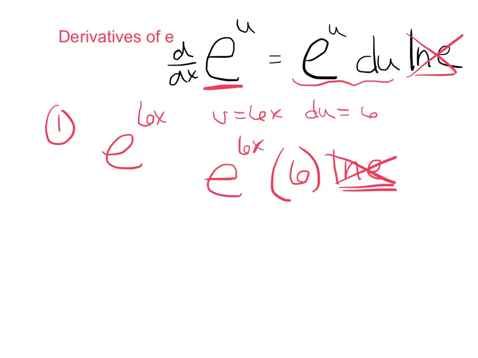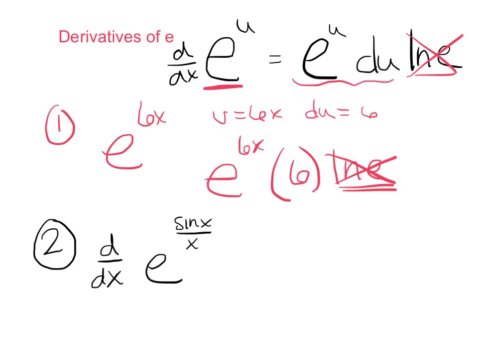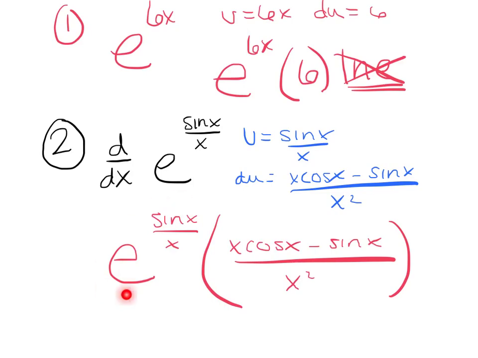Let me give you a few more to try. Number 2. Take the derivative of e to the sine x divided by x. So again, just watch yourself. When you see this, hopefully you're saying, I see quotient rule. So take your time with that derivative, pause it, and check back with me. I've got e to the u, I left it alone. Here's my u, here's its derivative, so I'm just multiplying by the derivative of that exponent.